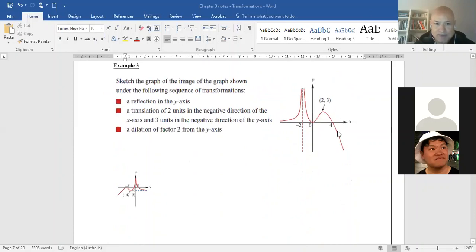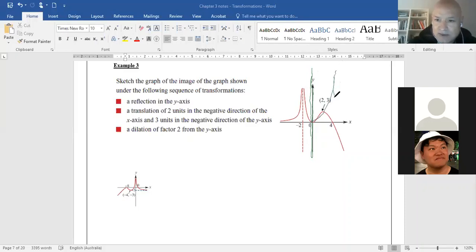Example 3. It says sketch the graph of the image of the graph shown under the following sequences of transformations. Now you can take this in stages, and trying to draw on this is going to be a little bit difficult, but I'll do my best. There's the answer down there so you can see it, but the first thing you do is reflect it in the y-axis. So what I would be doing is, in green, the y-axis is there. So I would be doing this part like that.